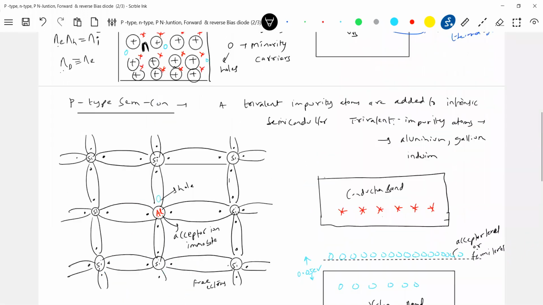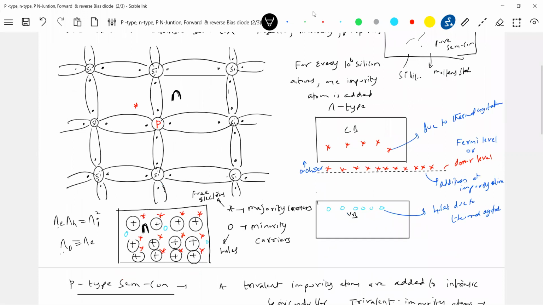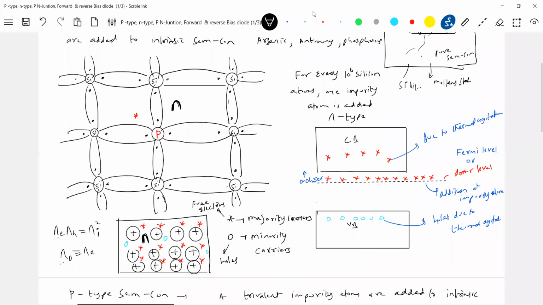Similarly, come to n-type. So there's a pentavalent impurity atom, no? Sorry, donor ion. Now, is it mobile? No, it's also immobile. It cannot move. Why can it not move? The adjacent silicon atoms will not permit, no? So they're fixed in the semiconductor crystal structure here.